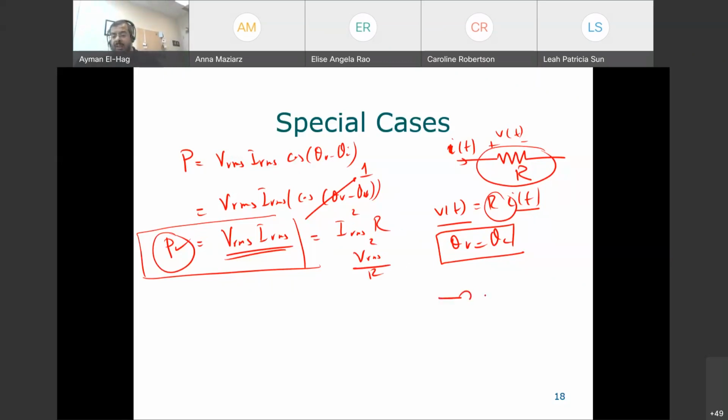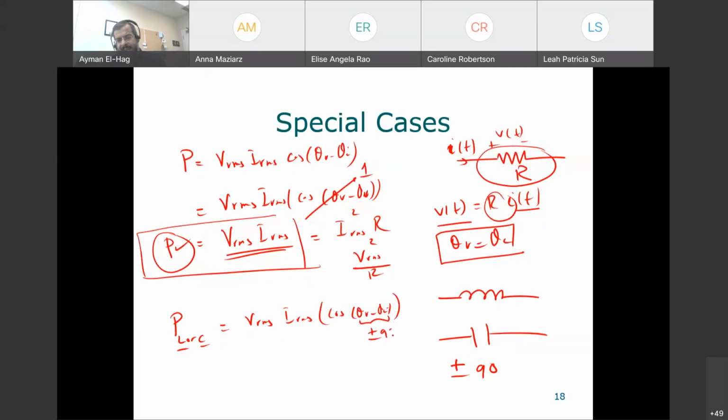Now, if we have an inductor or a capacitor, we have seen also in AC analysis that there is a phase shift of either plus or minus 90 between the two. So your P of an inductor or a capacitor will equal to VRMS IRMS times cosine theta V minus theta I. And we know that this becomes either plus or minus 90. And we know that this is equal to 0. So the power, the average power, the real power absorbed by the inductor or by the capacitor is equal to 0. Meaning that the inductor and the capacitor do not absorb real power.